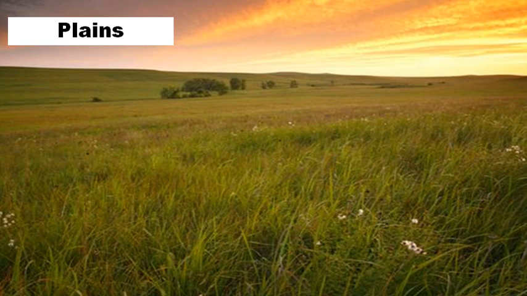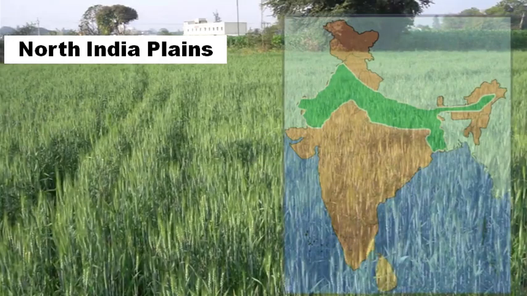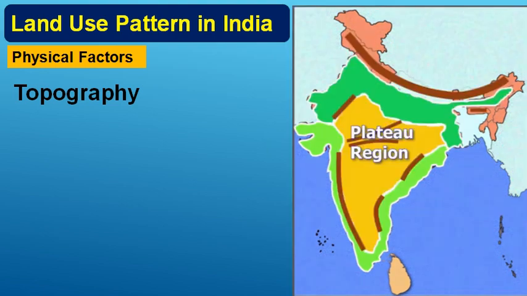Then we have plains, and when I say plains, North Indian plains are mainly used for agriculture and agro-based industries. In the coastal plains of India, we have cities, and in some parts of the delta areas we have fertile lands. You can see the location of northern plains, coastal plains and plateau region.